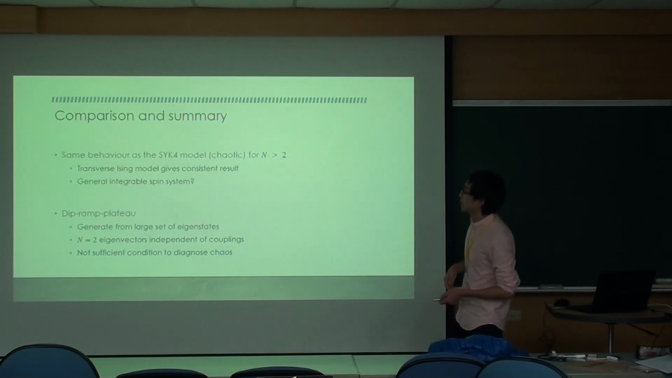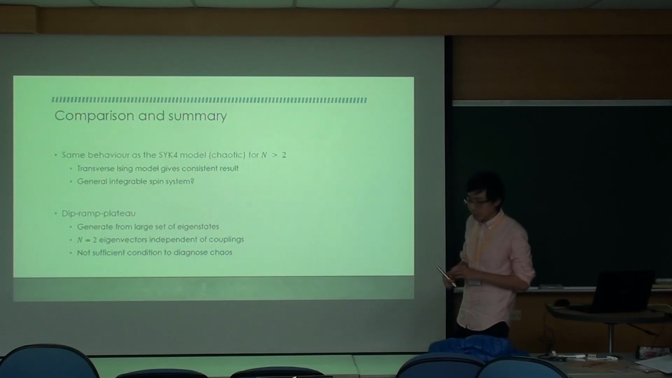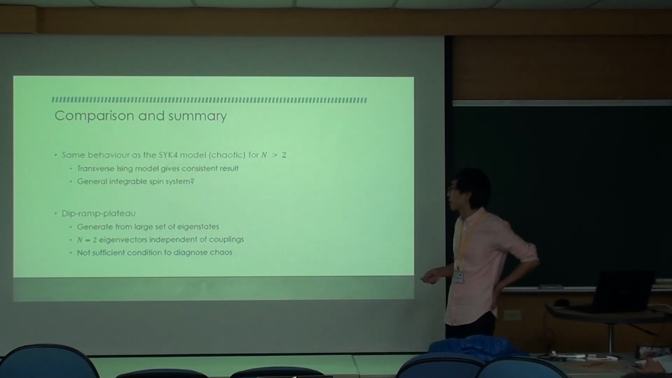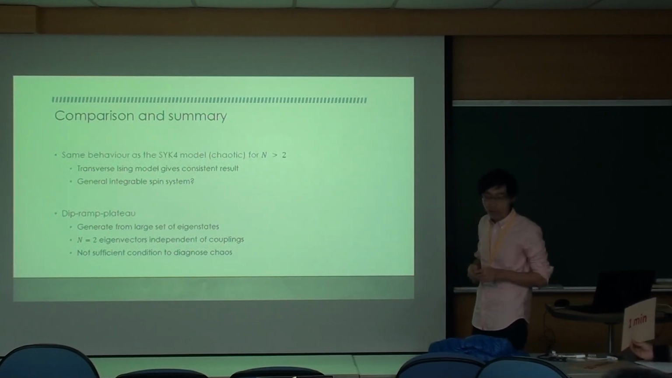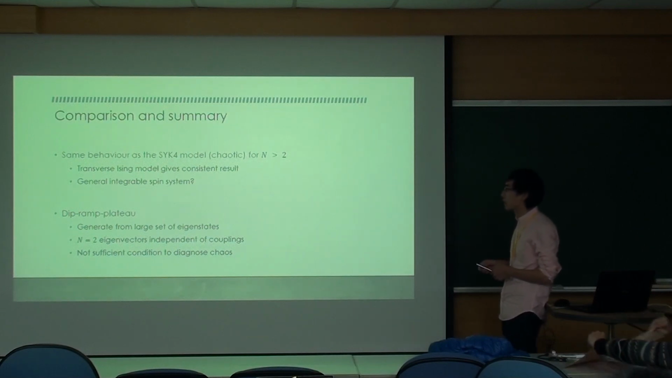So we would like to suggest that the spectral form factor is not a unique or efficient indicator of a chaotic system, but rather it simply means that if we have a set of eigenvectors depending on the coupling constant, it will generate the behavior that you observe.